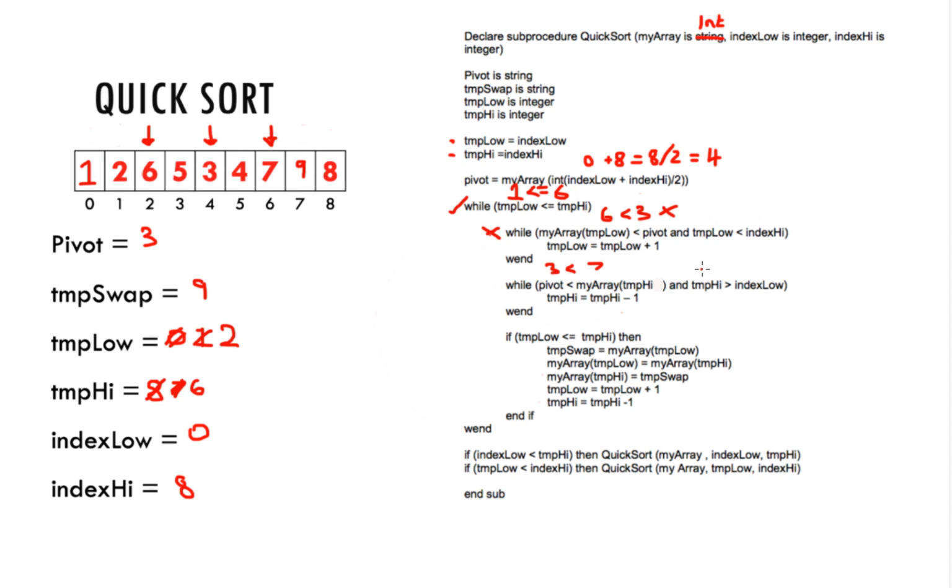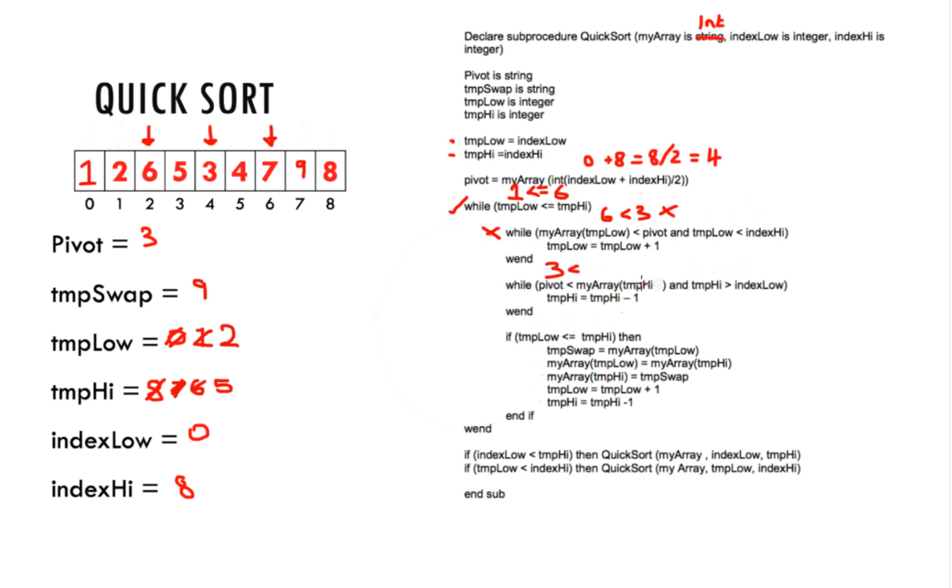So while 3 is less than 7, which is true, and temp high, which is 6, is greater than 0, which is true also, all we have to do here is decrement the pointer. And we do that on the line that says temp high equals temp high minus 1. So I decrement my temp high pointer to 5.